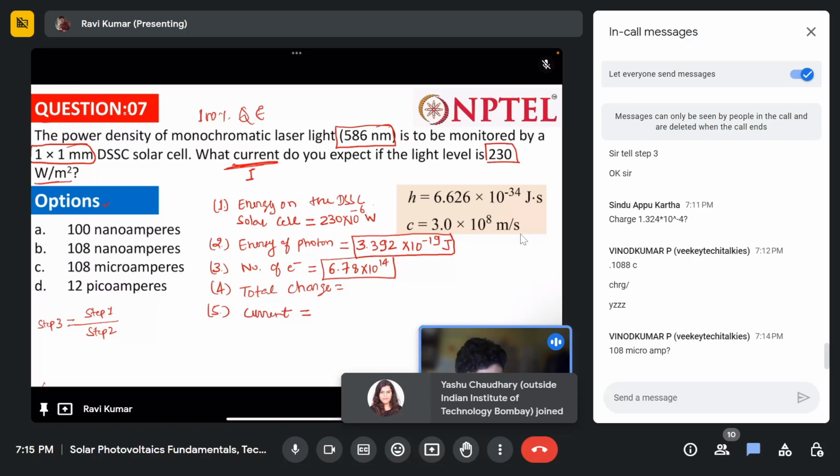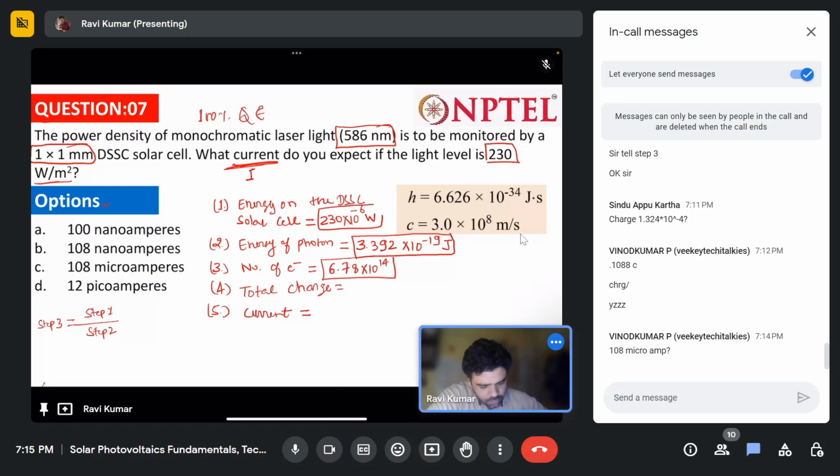Step 1 will be this. For step 2, you just need hc by lambda. For step 3, just step 1 divided by step 2. For step 4, just step 3 into the charge of electron, that is 1.6 into 10 raised to the power minus 19 coulomb. And for the current, step 4 divided by time. Time is 1 second.